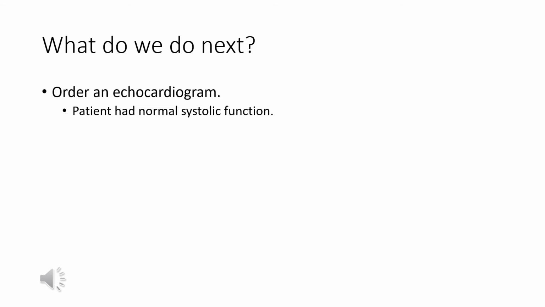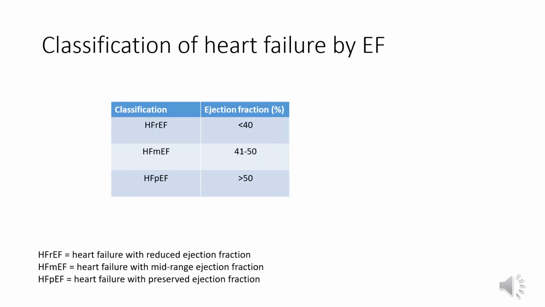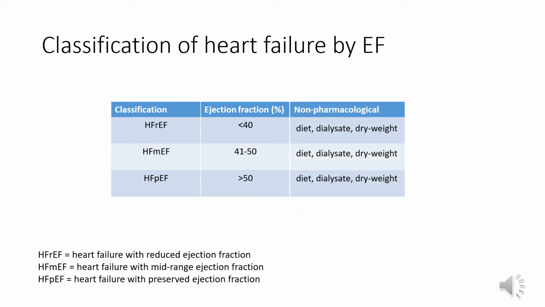Well, order an echocardiogram, and the patient after dialysis had a normal systolic function. So the reason we do an echocardiogram is we classify heart failure by ejection fraction: reduced ejection fraction less than 40%, middle ejection fraction 41 to 50%, preserved ejection fraction more than 50%. Now, non-pharmacological treatment in all these three in dialysis patients is the same: diet, addressing the dialysate, and dry weight.